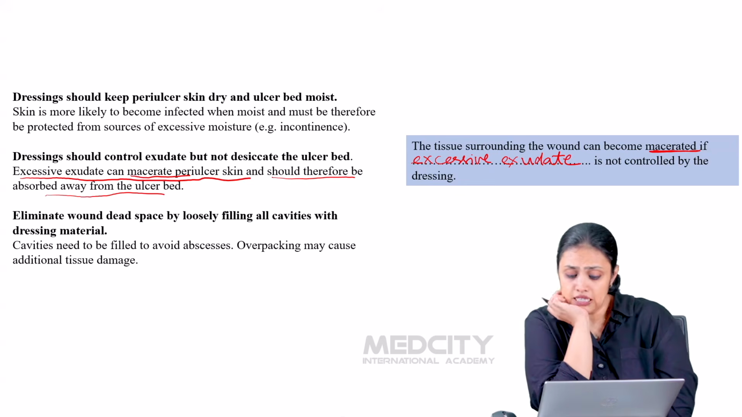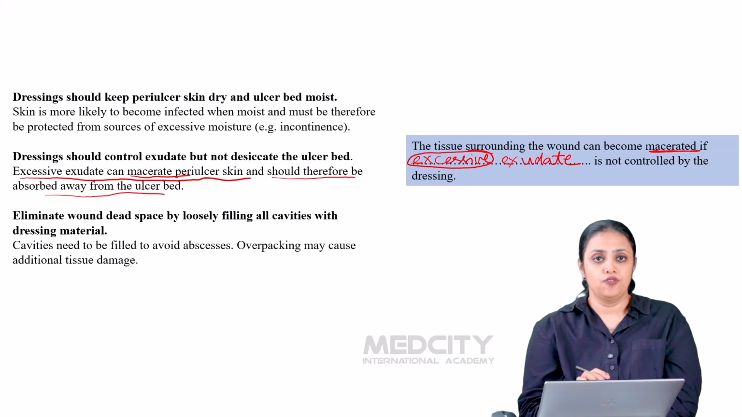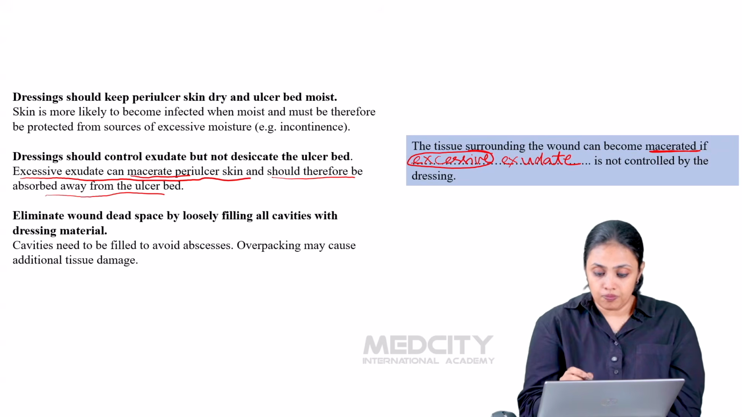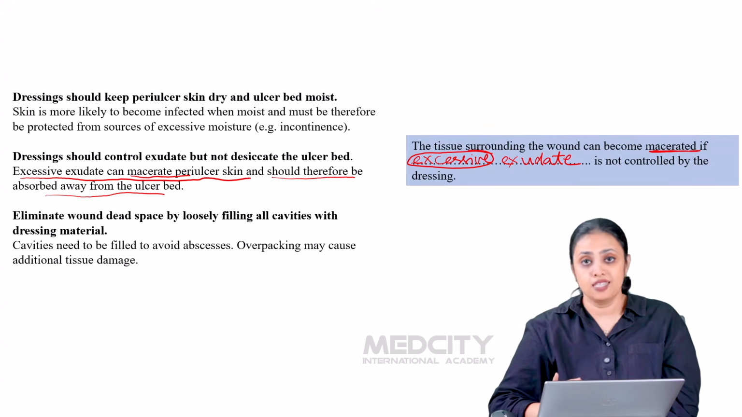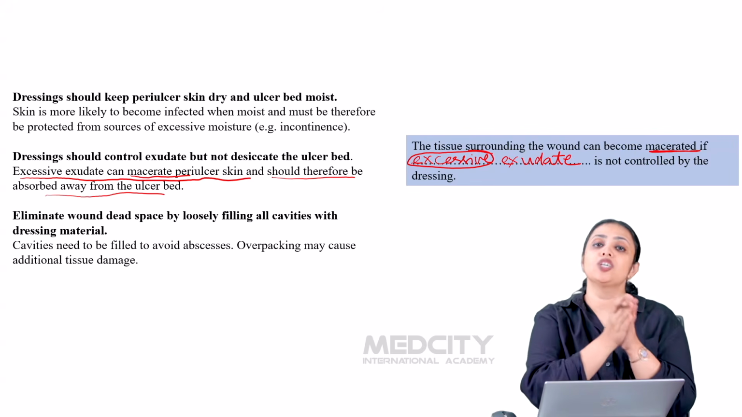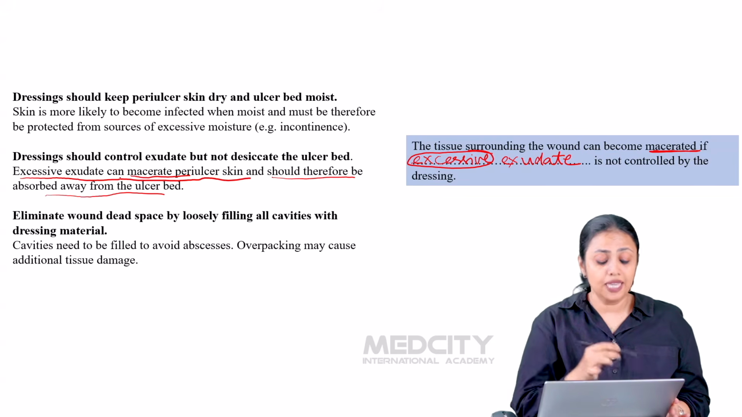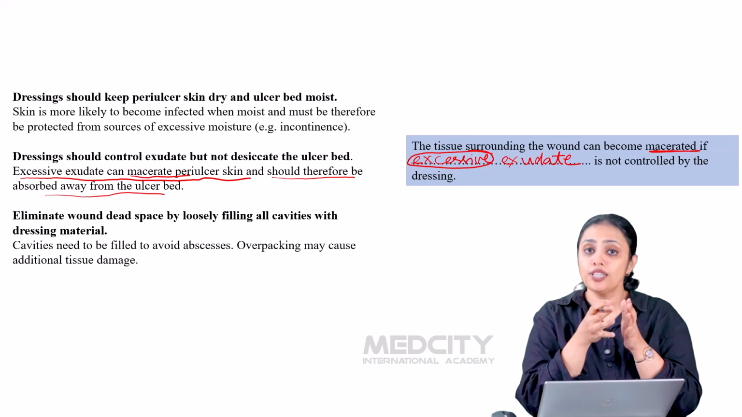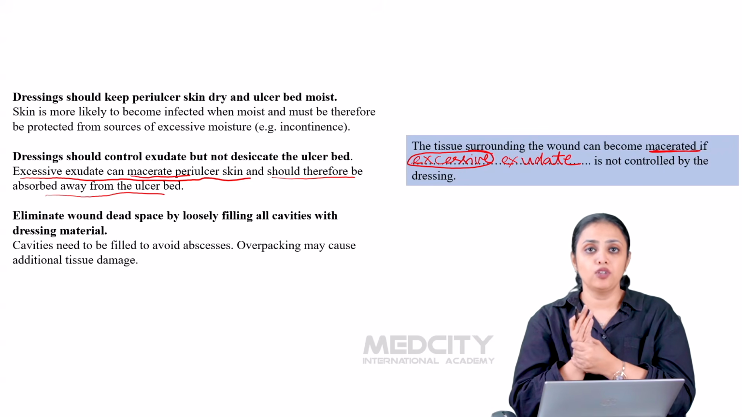Now the problem with this answer is, is there a necessity to include the word excessive? No. Excessive is the effect of something. That is, if you do not control this exudate with the dressing, then it results in excessive exudate. So what you need to control is just the exudate. I hope that is clear. Now here it is given excessive exudate can macerate the skin. Of course that is true. But you have to control the exudate so that it does not turn out to be excessive. So it's not the excessive exudate that you have to control.